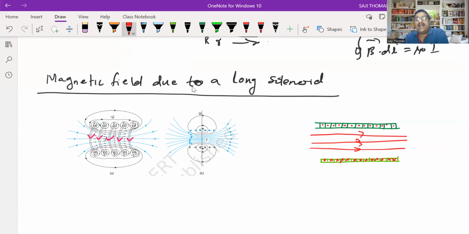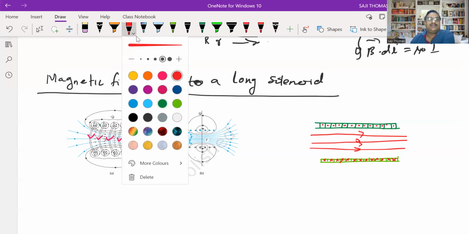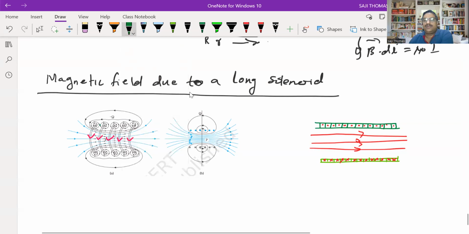Now to apply Ampere's circuital law, you need a loop called the Amperian loop. So I am considering an Amperian loop, a rectangular loop. One side of that loop passes through the middle of the solenoid.